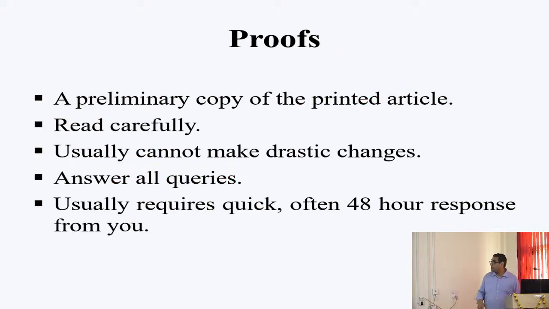Proofs: a preliminary copy proof should be read carefully. Answer all queries; usually you cannot make drastic changes. Don't try to be smart and make drastic changes in the proof, otherwise your paper will be reverted. Only typo changes and normal editorial questions you can do. No major changes. Answer all queries. There may be a lot of queries, sometimes 100 queries in your paper. It usually requires a quick turnaround, often 48 hours. This time is very important. Proof in 48 hours means you have to keep other work aside for the proof.